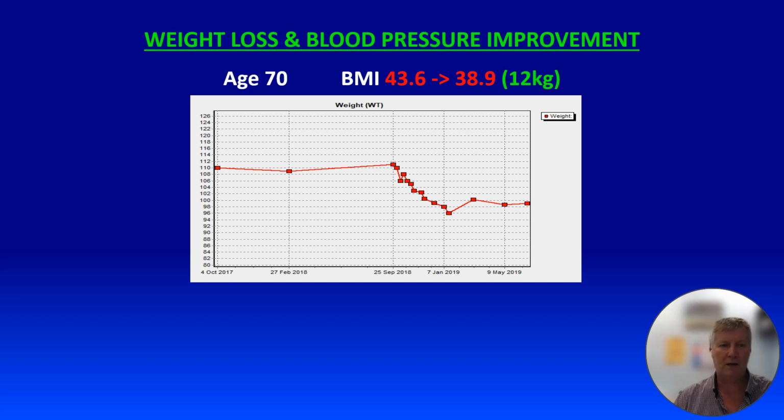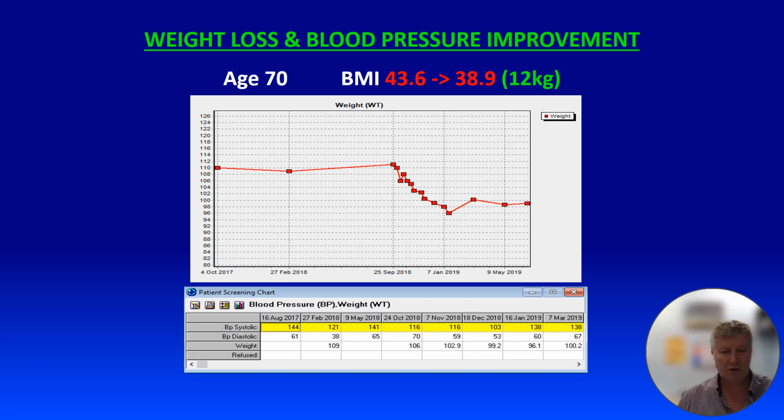Here we're looking at weight loss and blood pressure improvement. A 70-year-old with a BMI of 43.6, fallen to 38.9, that's 12 kilograms weight loss in approximately 4 months. Blood pressure recordings here from left to right, you can see they're basically coming down, just about, but at the same time you're stopping the maximum dose of a drug called cilazapril. So although the levels are roughly the same, in actual fact the medication has stopped completely.